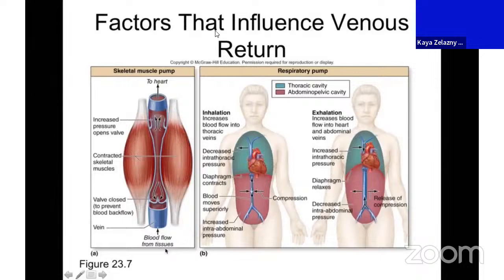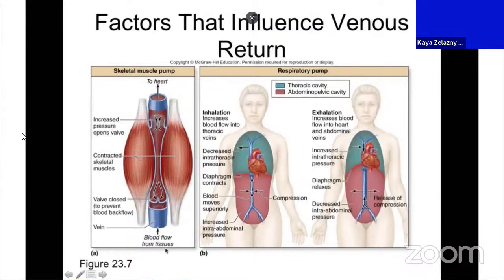So we have a picture here just comparing those two things. You can also see here that relationship between the thorax and abdomen. Right, so the diaphragm is here, right? So when you have more space here, we have lower pressure in the thorax, higher pressure in the abdomen. So we have the movement of blood up towards that lower pressure thorax.